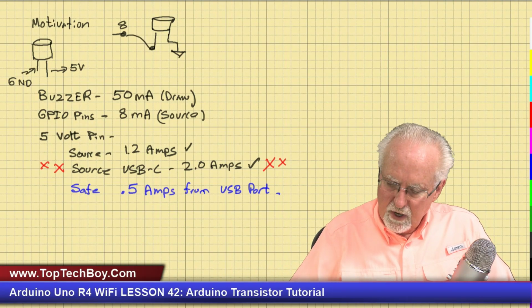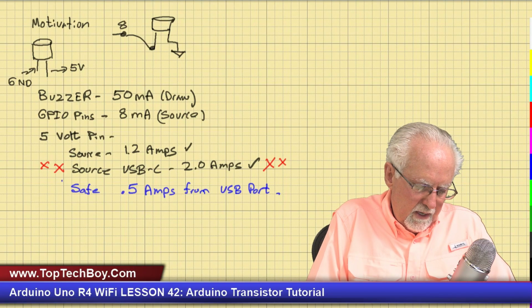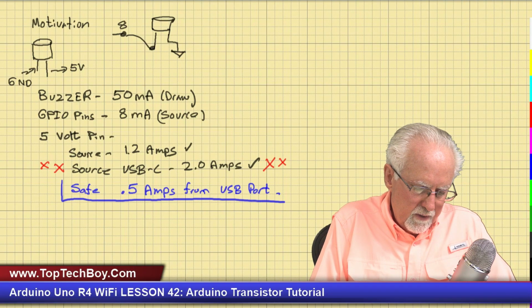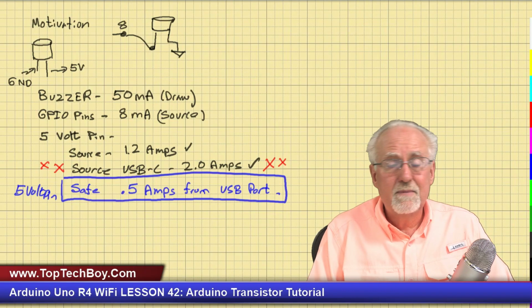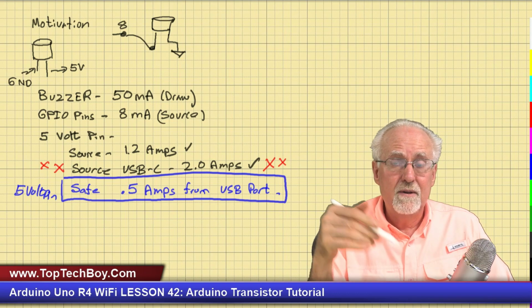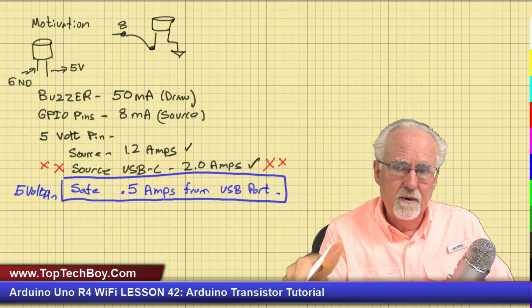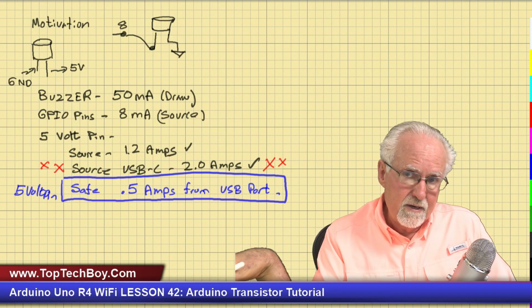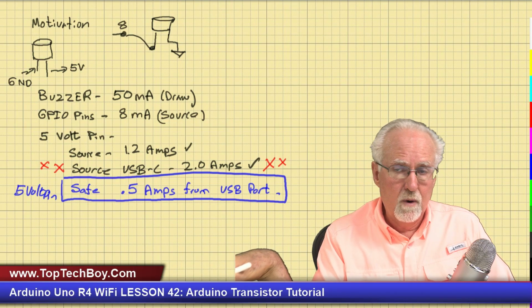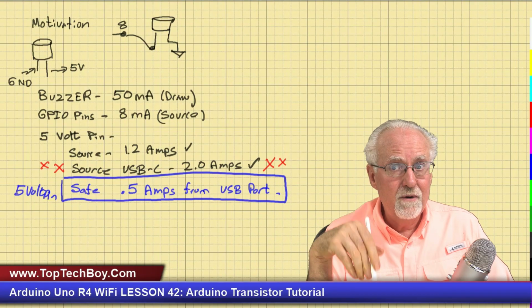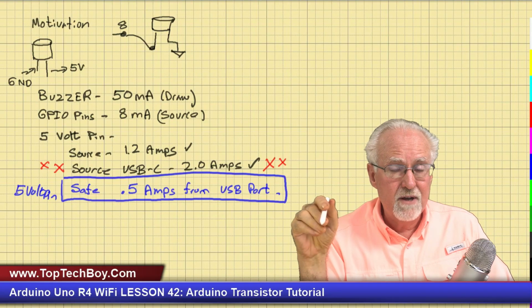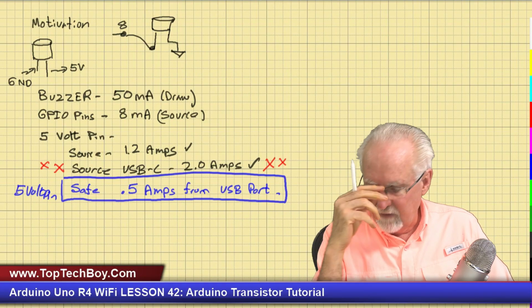Okay, so what that means is that I could run this buzzer off of the 5 volt pin, and 50 milliamps is way below 0.5 amps, so I could safely do it. It's not going to hurt the 5 volt pin, and it's not going to hurt the USB port on my computer. But what is the issue? I can't turn the 5 volt pin on and off. It's not a GPIO pin. It is just 5 volts.